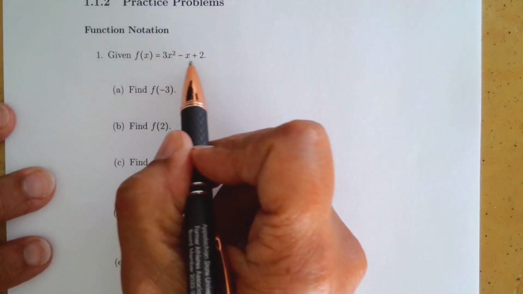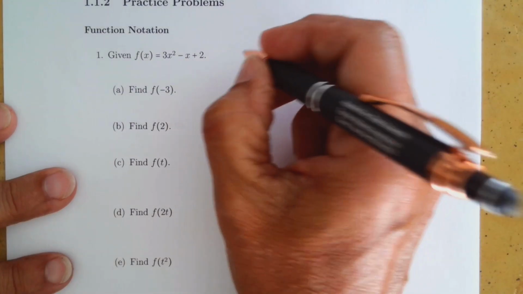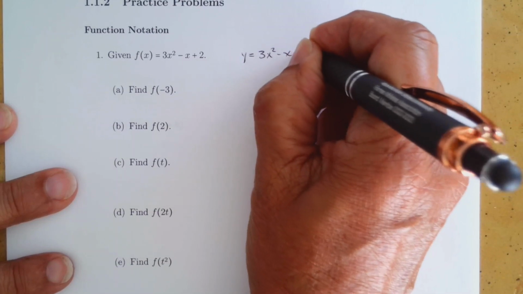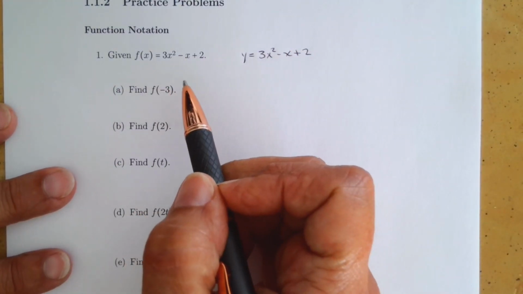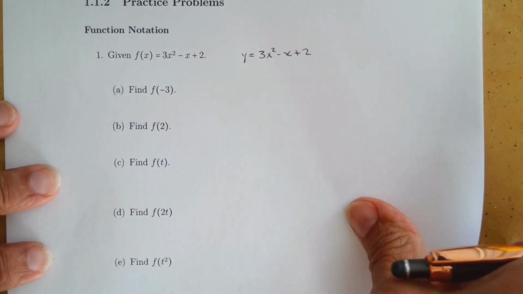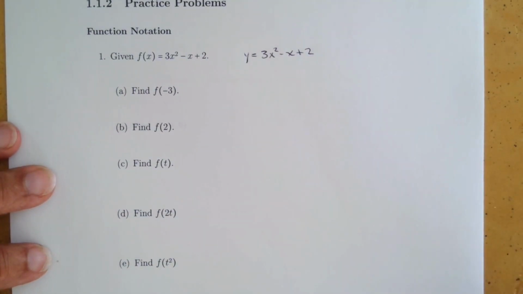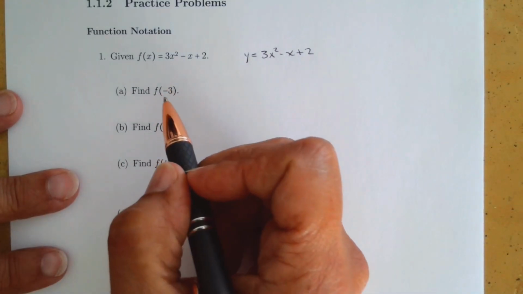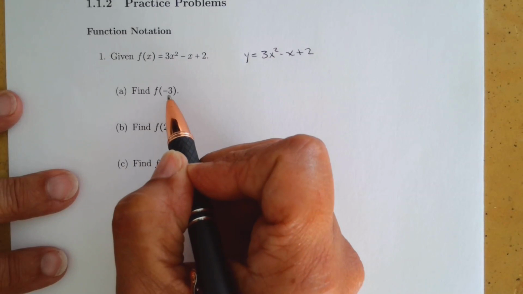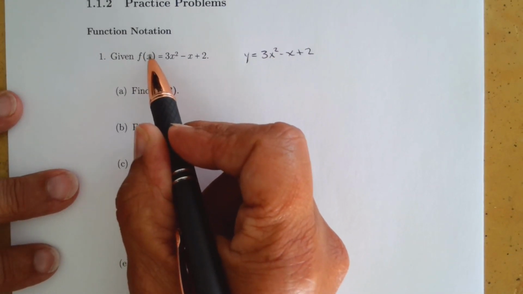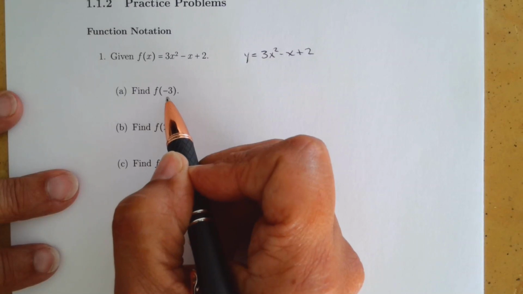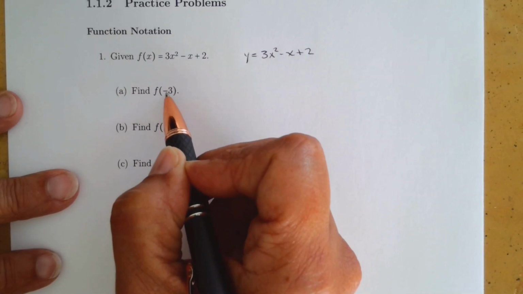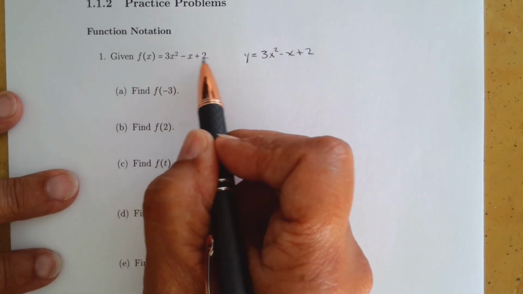So when I look at this function right here, I can also think of it as y equals 3x squared minus x plus 2. Okay, those are exactly the same thing. All right, so it just depends on when you need what, but you can interchange those. All right, so we're finding f of negative 3. So remember that whatever is in the parentheses is going to be in place of x. Okay, so whatever they ask you to put in place of x, you're going to replace this number, or whatever's in there, with all the x's on the right side.